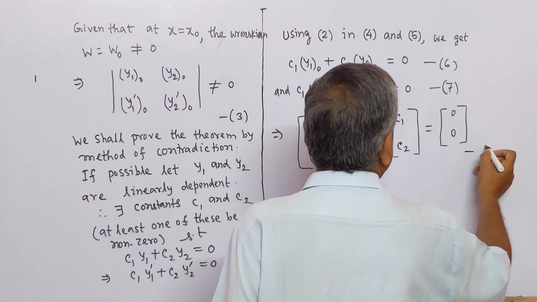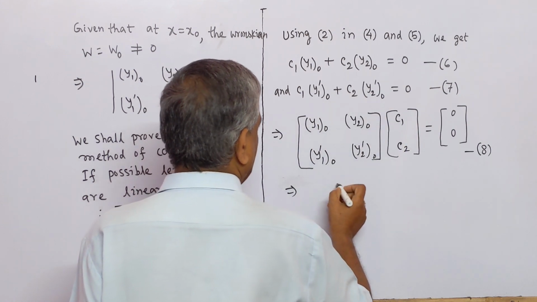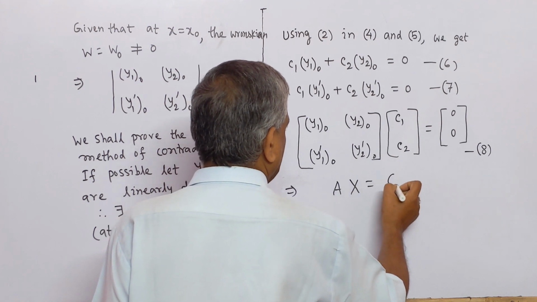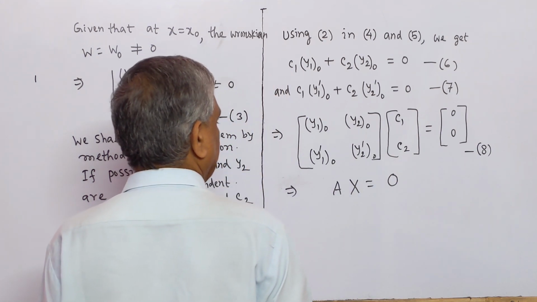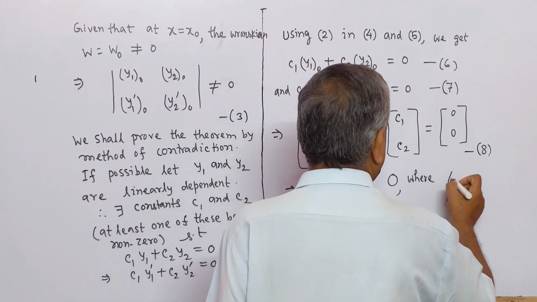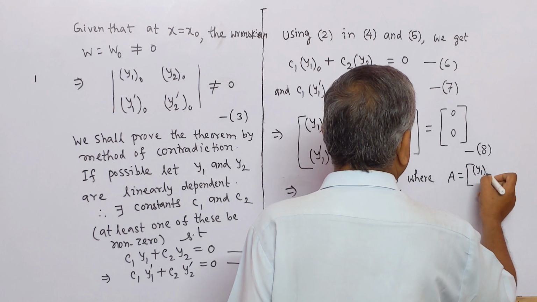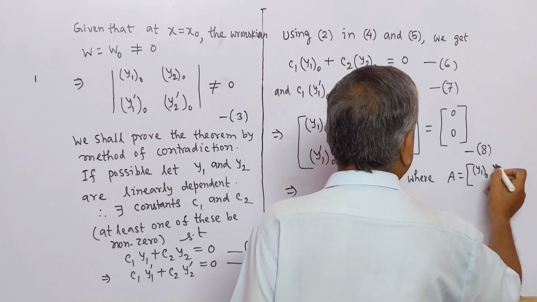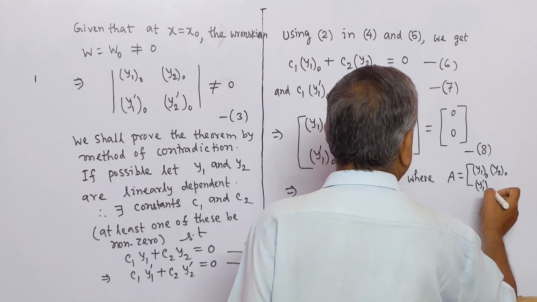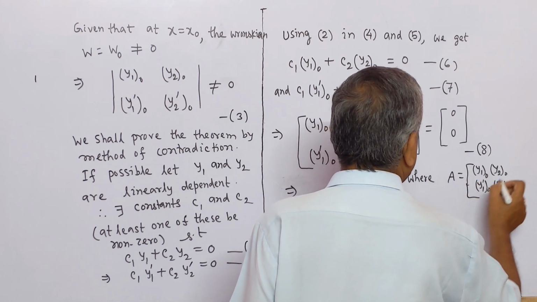Let this be number 8, which implies that, let this be A and this be X and this be the 0 matrix, where A equals the matrix Y1, Y2, Y1 prime, Y2 prime. This is a matrix.